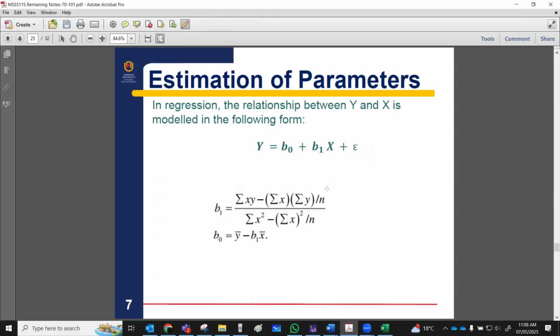Of course, you can use your table to work out each of them. You can see that you first have to find b1, and then you are going to use b1 in order to work out b naught. So if your b1 is wrong, then it means that your b naught is also going to be wrong.